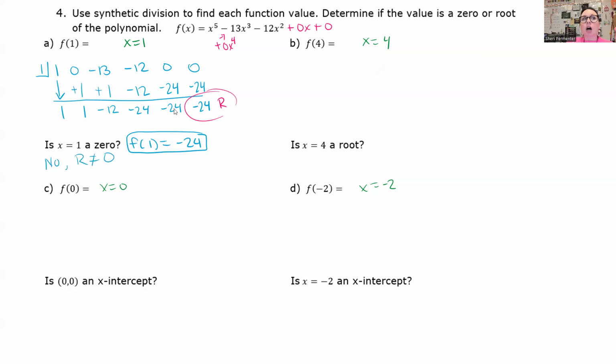We're going to set all the problems up identically the same across. The only thing we're changing from B, C, and D is what number goes here. So when I set up for B, I'm going to put a 4 there instead, but it'll still be the same numbers across.